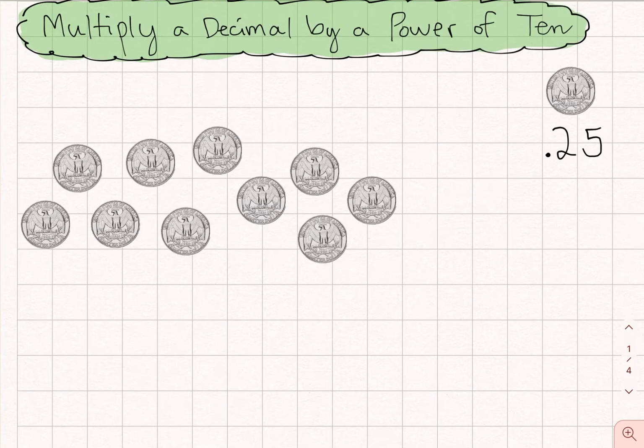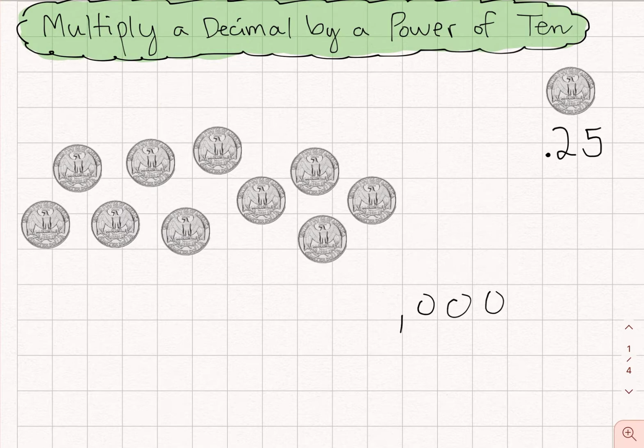Welcome, class. Today we're going to learn how to multiply decimals. We're going to be multiplying by a power of 10 to begin with. And just a reminder, a power of 10 is 10 multiplied by itself a certain number of times. For example, 10 times 1 is 10, 10 times 10 is 100, or 10 times 10 times 10 is 1,000. So when we multiply 10 by itself a certain number of times, we add a 0.